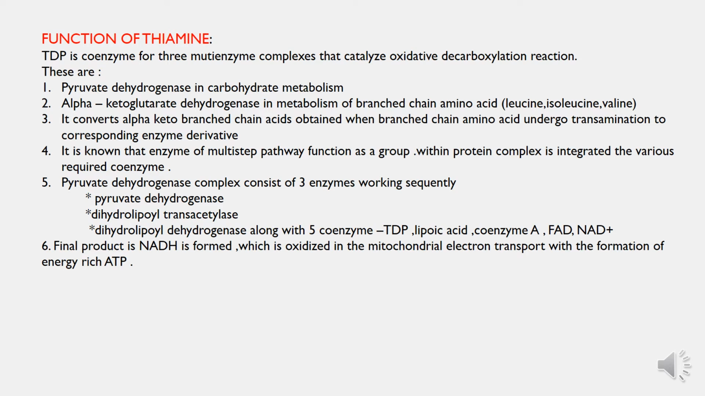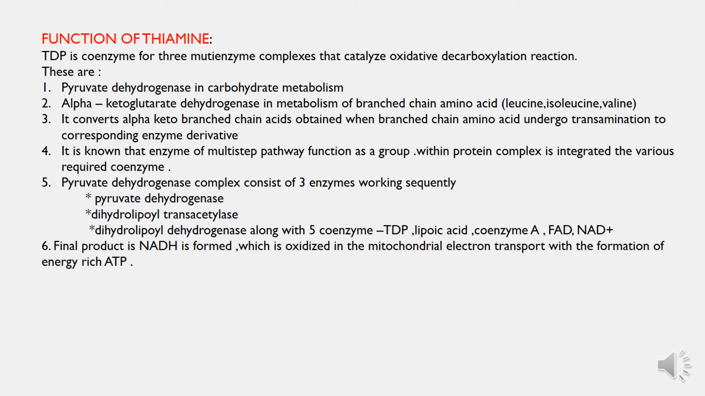Functions of thiamine. TPP is the coenzyme for three multi-enzyme complexes that catalyze oxidative decarboxylation reactions. These are pyruvate dehydrogenase in carbohydrate metabolism, alpha ketoglutarate dehydrogenase, and the branched chain keto acid dehydrogenase in the metabolism of branched chain amino acids, that is leucine, isoleucine and valine. It converts alpha keto branched chain acids obtained when the branched chain amino acids undergo transamination to corresponding enzyme derivatives. A multi-enzyme complex is a multi-step pathway whose enzymes function as a group, and within the complex it is integrated by various required coenzymes.